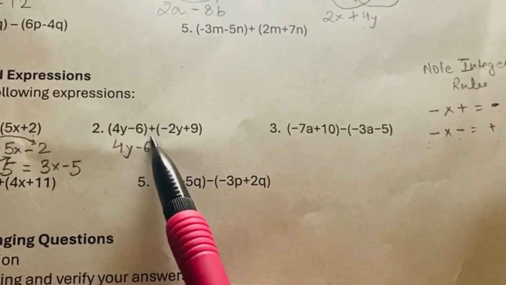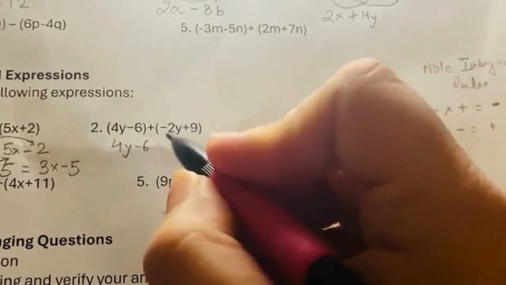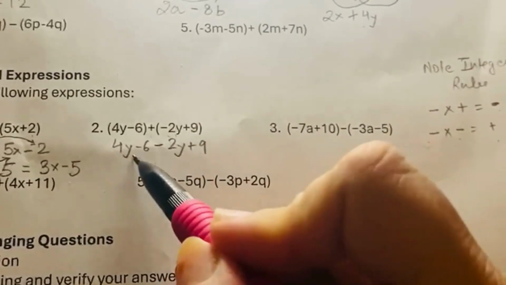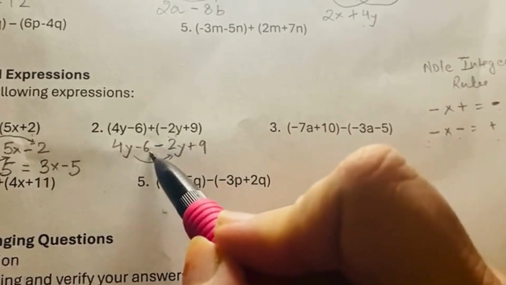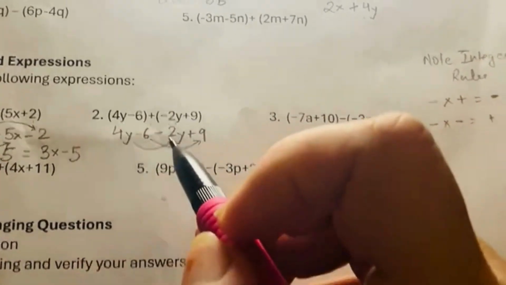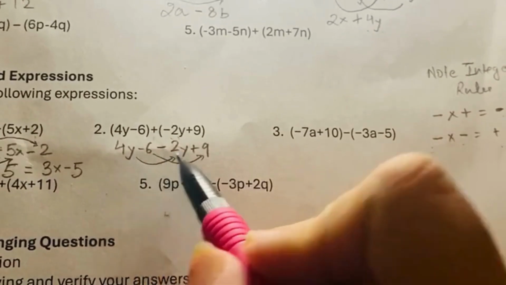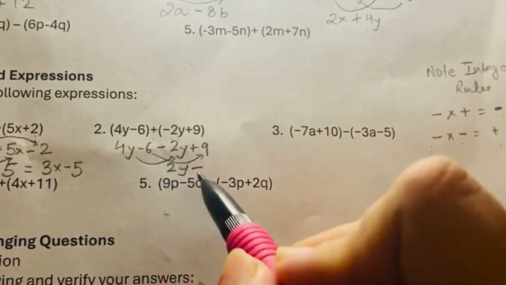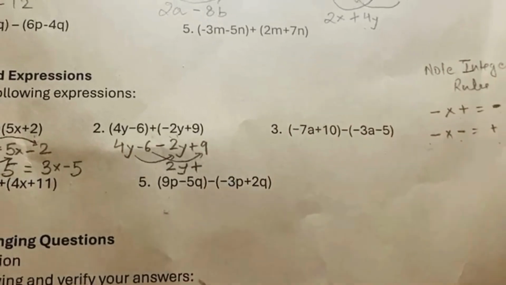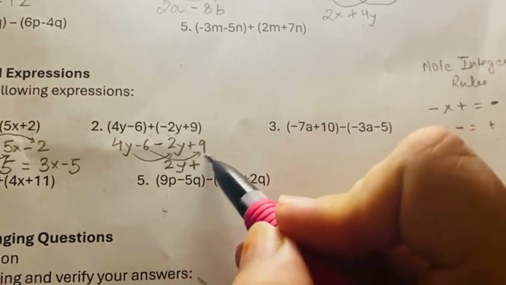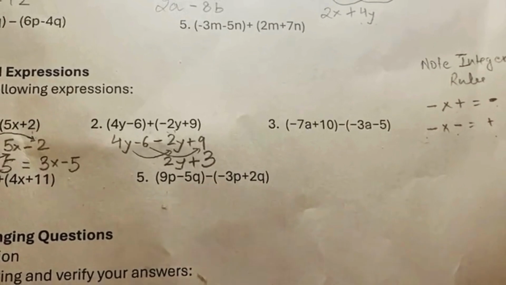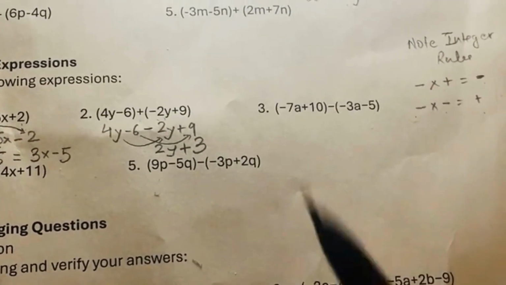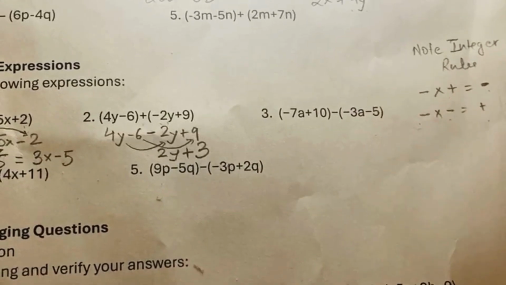Now here positive 1 is multiplied by negative 2, so I get negative 2y plus 9. My 4 and 2 can be simplified and my 6 and 9 can be simplified. So 4y minus 2y gives me 2y. Now 9 is bigger, 6 is negative, so it's going to be positive, because 9 minus 6 will give me 3 and the bigger number is 9. So my answer is going to be 2y plus 3.